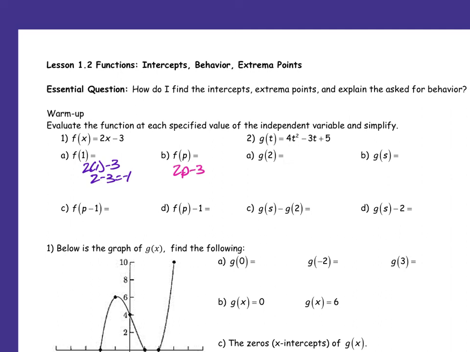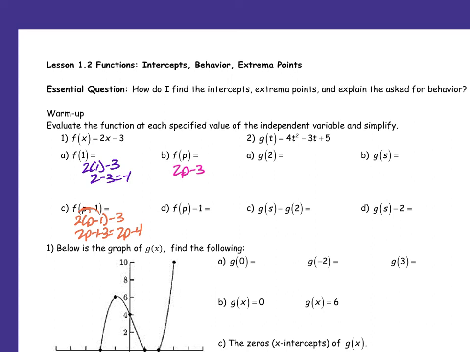For C, I'm substituting in p minus 1 for x. So I get 2 times p minus 1 minus 3. Distribute, I get 2p minus 1 minus 3, which is 2p minus 4.